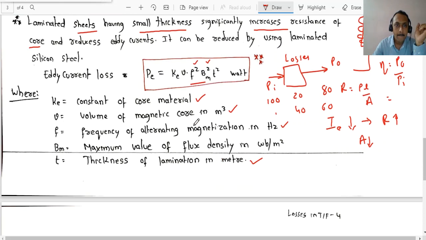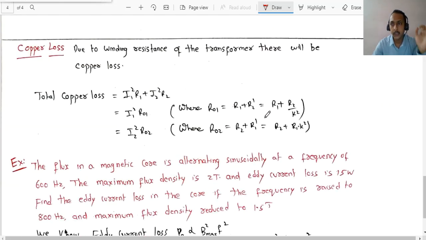Now along with this, these two losses together, we are calling it as iron loss or core loss. Along with this, copper losses also will be there. This is due to the winding resistance of the transformer. Now we are having both the windings, primary winding and secondary winding. So in both the cases we will have the loss. The loss in primary side, I1 square R1. I1 is the current drawn from the primary side, and R1 resistance in the primary side, I2 square R2.